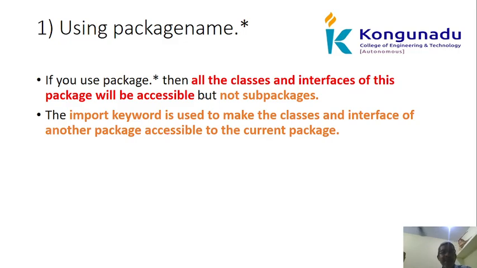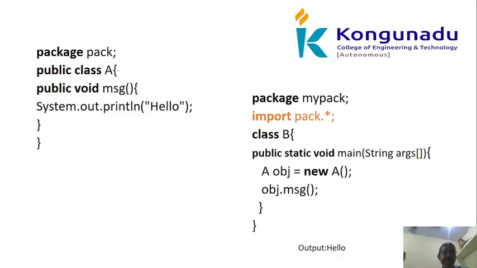So using package name.*, the star means that if you use package.*, then all classes and interfaces of this package will be accessible, but not sub-packages. Just remember, star indicates it is accessible to all classes but not sub-packages. The import keyword is used to make the classes and interfaces of another package accessible to the current package. So import the package name which I want to access from one package to another package. Let us see one example program.